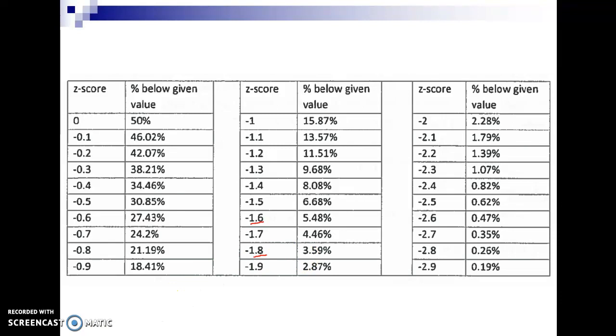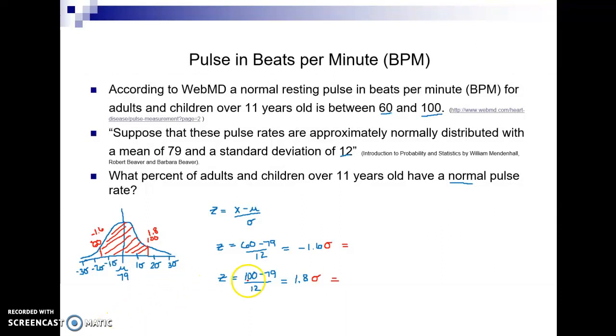Going back to label my picture a bit. Negative 1.6, when I looked that up, I got 5.48%, and we said that was the area below. So this space here that's not shaded is 5.48%. And when we looked up 1.8, we had 3.59. Because of the symmetry, that is above, so that is this section in here, which is 3.59%.